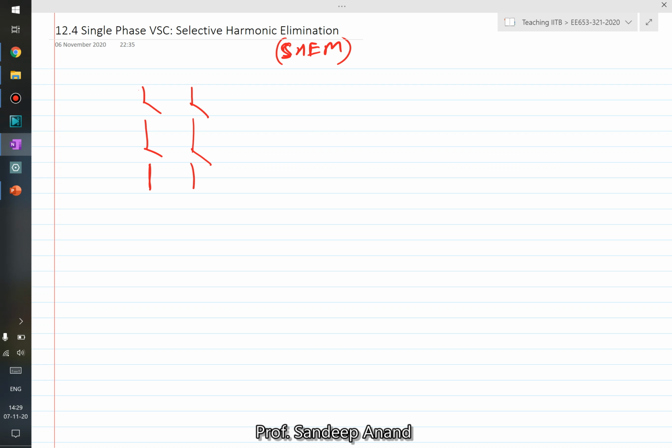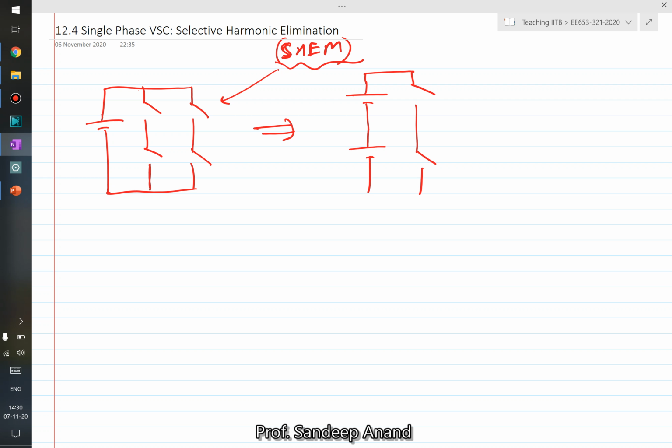Although we have already seen this circuit, which is a full bridge converter, or rather an H-bridge inverter, just to understand this method, we will try to use another circuit. You can very well apply this method onto this circuit, but I wanted to introduce you to the other circuit, so that you become familiar with the other circuit also. So this is also an inverter. This is called a half bridge.